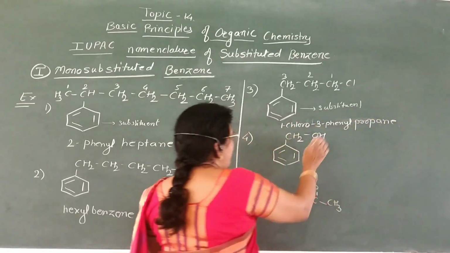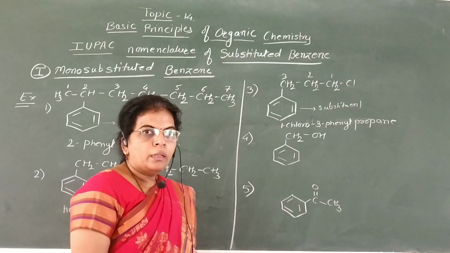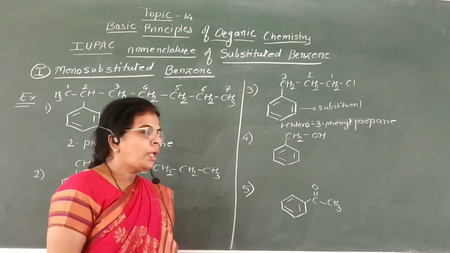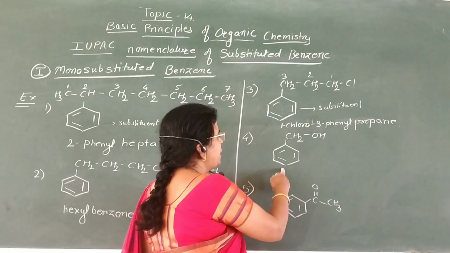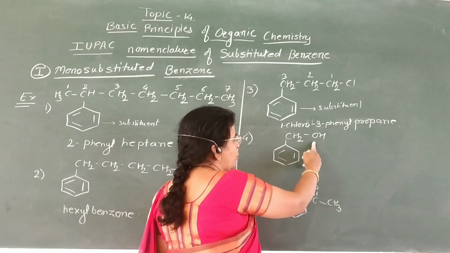Name of this compound becomes 1 chloro, 3 phenyl, propane. Next example. Now here also this benzene ring is attached to a side chain which possesses a functional group, that is the OH group.